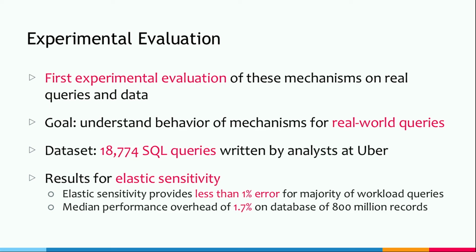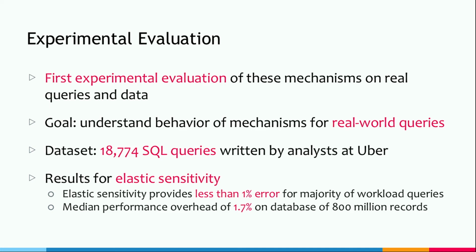For elastic sensitivity, and we tried these for other mechanisms as well, the results differ a little bit, but they follow the same basic trends. For elastic sensitivity, we found that we can get less than 1% error in the answers for a majority of the queries in this workload that query reasonable population sizes. So for queries that people are already writing, we're able to give very accurate answers for a lot of those queries.